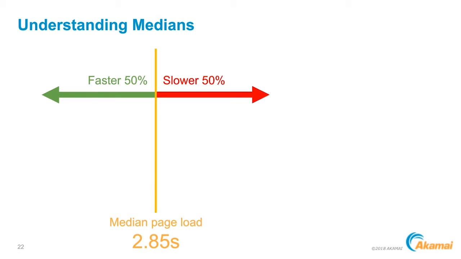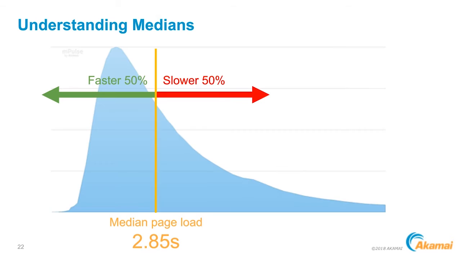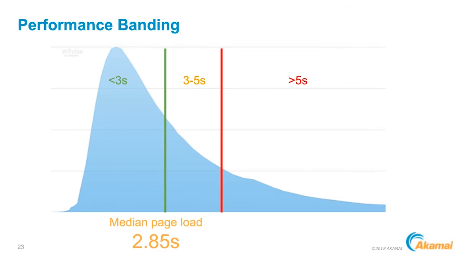Ideally, we'd look at the distributions and understand how the histograms represent the distribution of user experiences across the site. But of course, these are harder to compare and harder to share as a single number across a business. So we've used a simple performance banding method for this customer, where we look at experiences sub 3 seconds as good, greater than 5 seconds as poor, and in between 3 and 5 seconds as an intermediate experience.